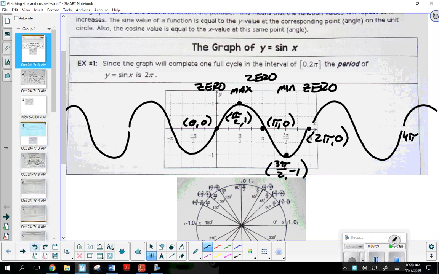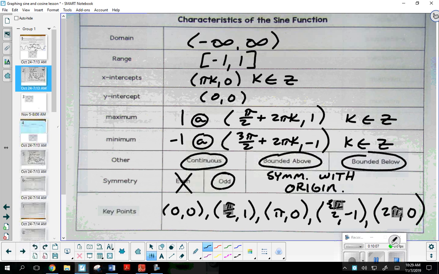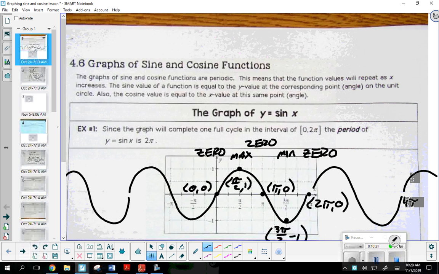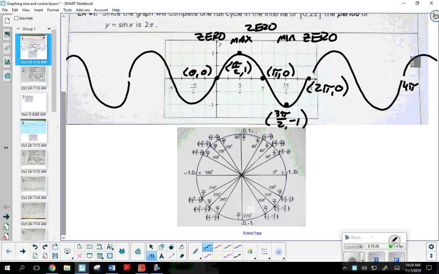Okay, take a look at those 5 ordered pairs. If you look at the bottom of your page, those are the exact key points that we listed on Tuesday. These are the points that we're going to use when we start transforming these functions. Today is just the basics. We're just going to start talking about why the graph looks the way it does. So as we rotate around, why do we have these particular ordered pairs?